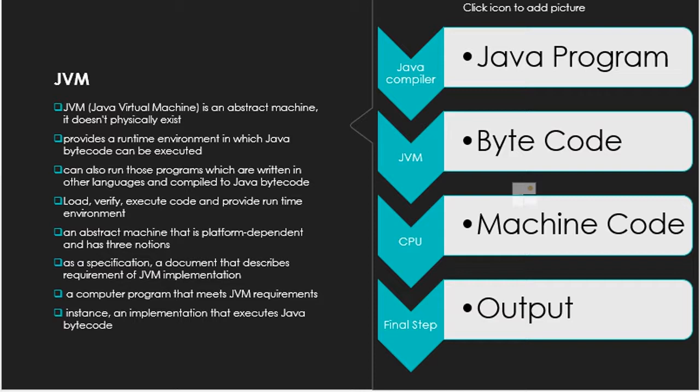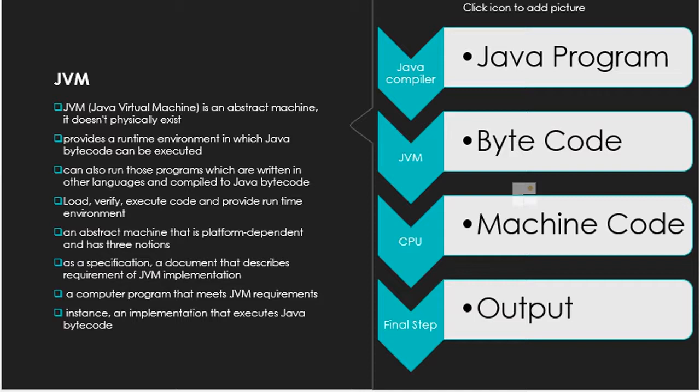So if we talk about the JVM, it is an abstract machine that is platform dependent and has three notions actually. First one is specification. So what is a specification? It is a document that describes requirements of JVM implementation. Whatever implementation JVM requires, all things are written inside that. Second one is a computer program that meets JVM requirement.